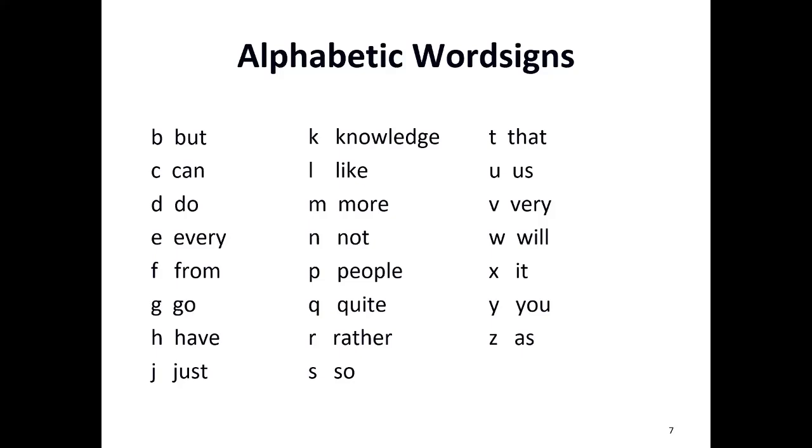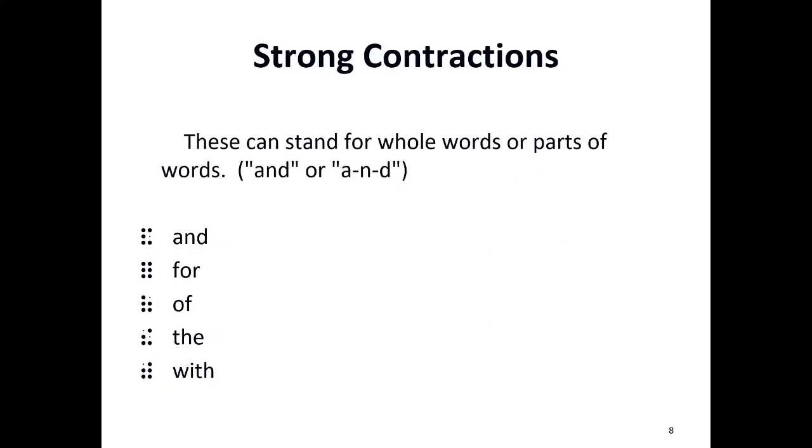Again, you don't have to memorize all of this. Your 3-year-old is not likely to come across the word knowledge, for instance, or quite. Just focus on the ones that you come across a lot when you're reading to your child or out and about. You can talk about these.